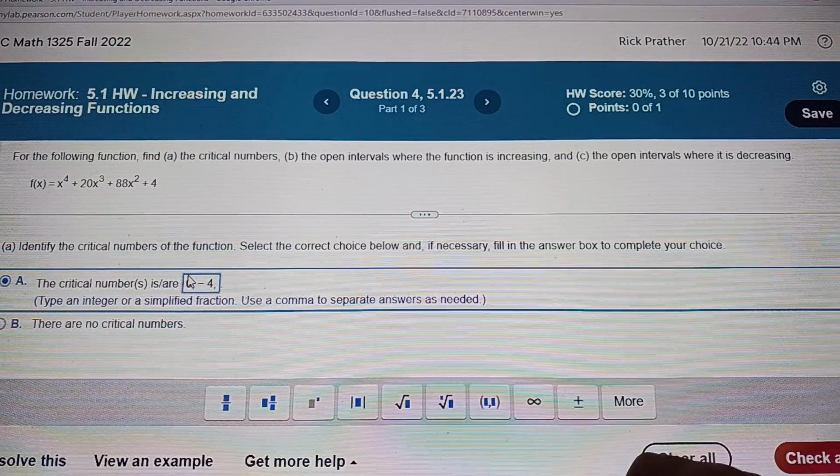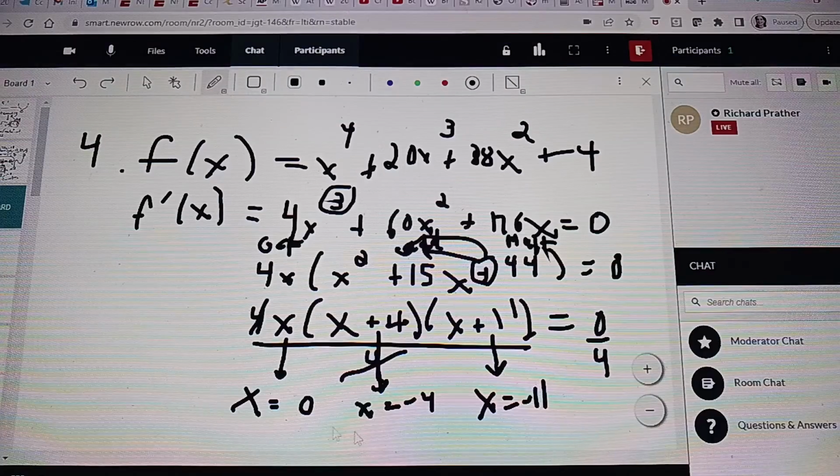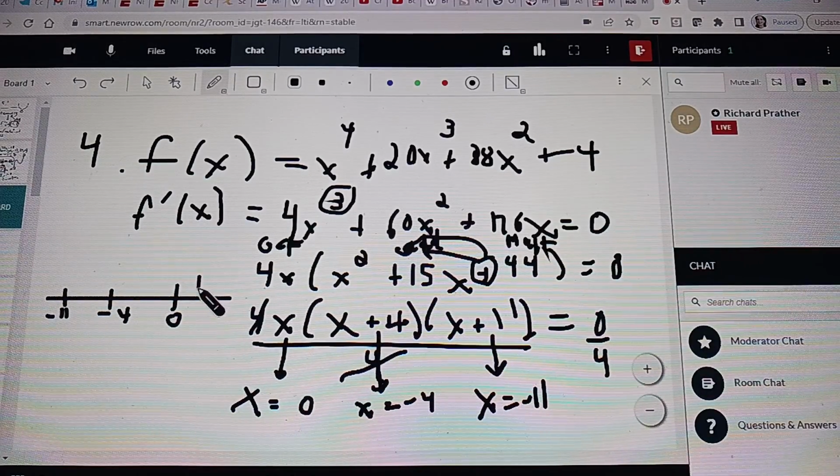The order you put those in doesn't really matter. 0, here it doesn't matter. On your number line it matters, but here you can put them in any order. 0, -4, -11. So on the number line, though, I need to put -11 way off to the left, then -4, and then 0. And I always like to use 0 as a test point, but I can't now because that's one of the numbers that makes the derivative 0. So I would use 1 and maybe -1 and -5 and -12. Just use the smallest possible that you can. You can pick any number you want, but the easier you make it on yourself, the better.